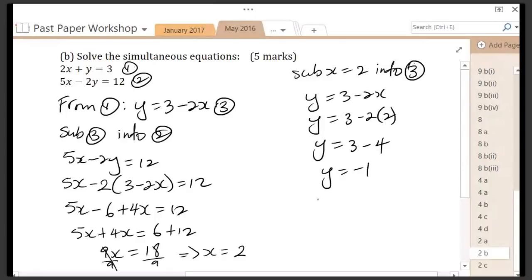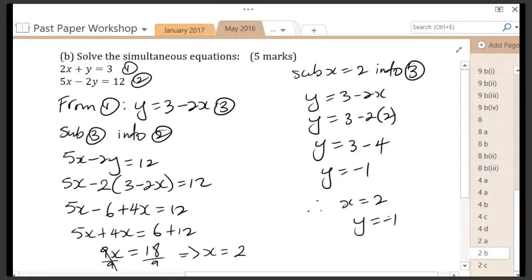Don't worry, I'll discuss it, okay? So y is minus 1. Just check it over. It's 3 minus 4. It's a little sign error you make, okay? So therefore, x is equal to 2 and y is equal to minus 1.